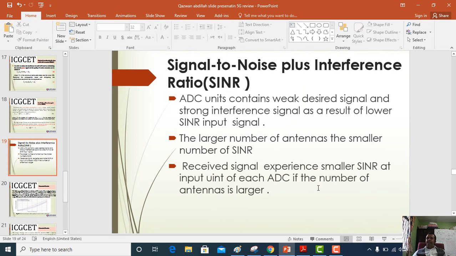Signal to noise plus interference ratio, SINR. The analog to digital unit contains a weak desired signal and a strong interference signal, resulting in a lower SINR input signal. A larger number of antennas gives a smaller SINR. The receiver signal experiences small SINR at the input of each analog to digital converter if the number of antennas is large.